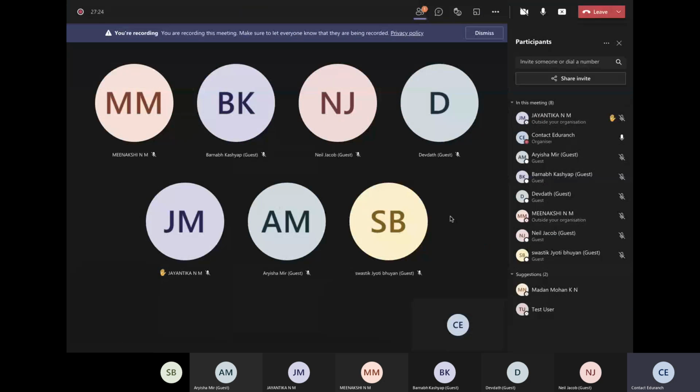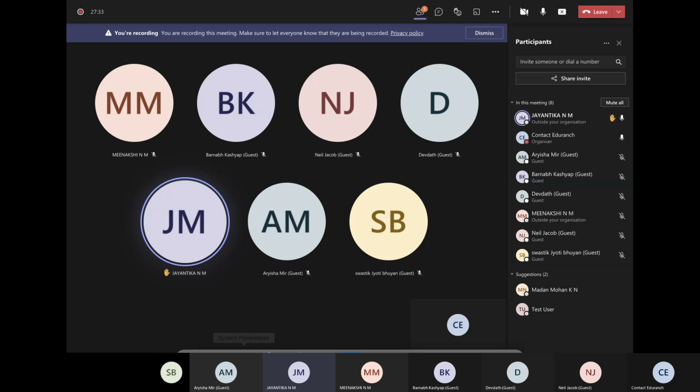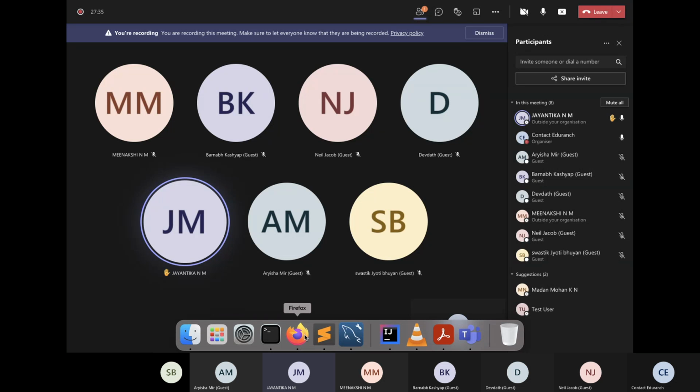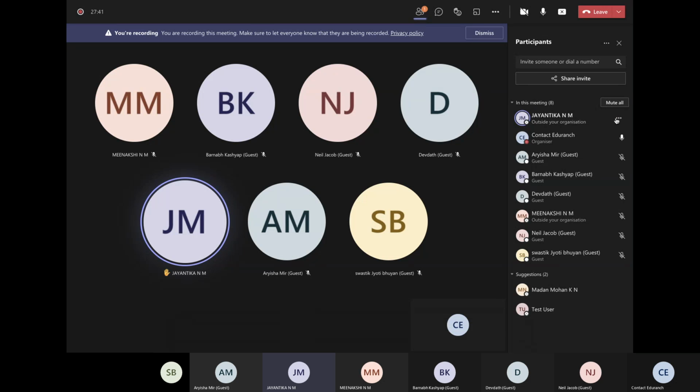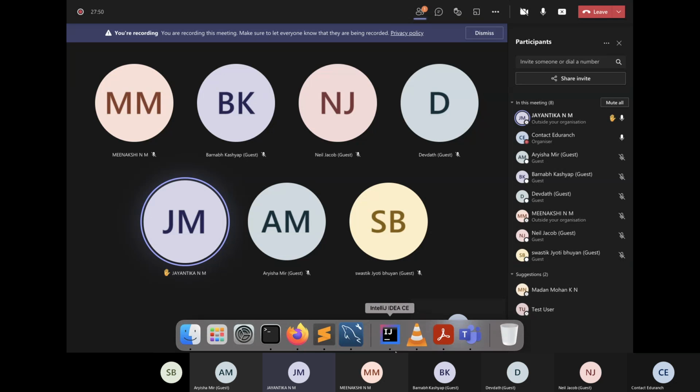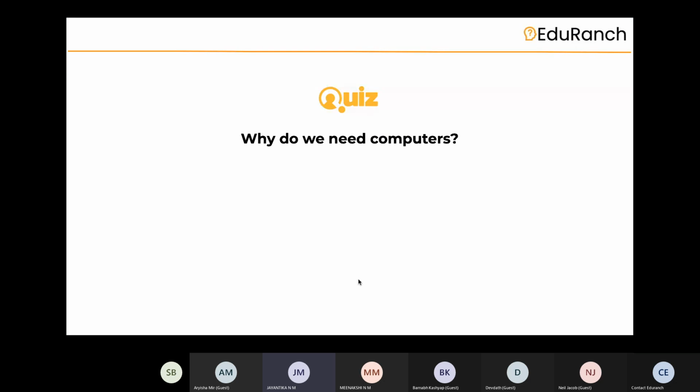Any takers? Jayantika, go ahead. You have your hand raised all the time. We need computers because computers do things faster for us than we usually do. Like microwave is a computer, so we need a microwave because it can heat stuff faster than we can actually heat, and also it does things for us so that we don't have to do it manually.